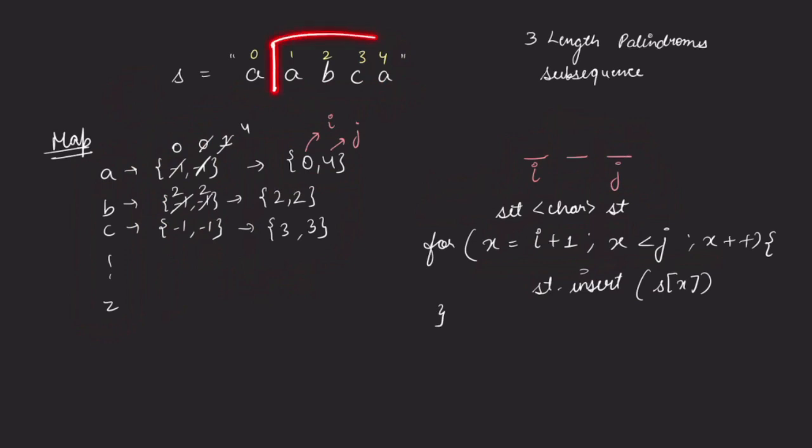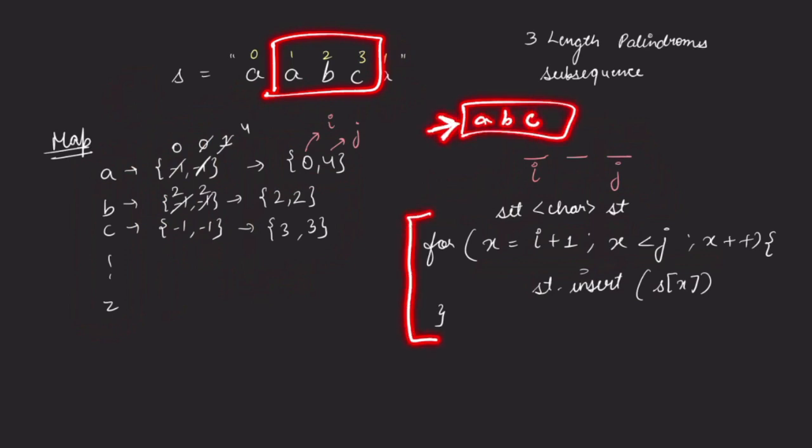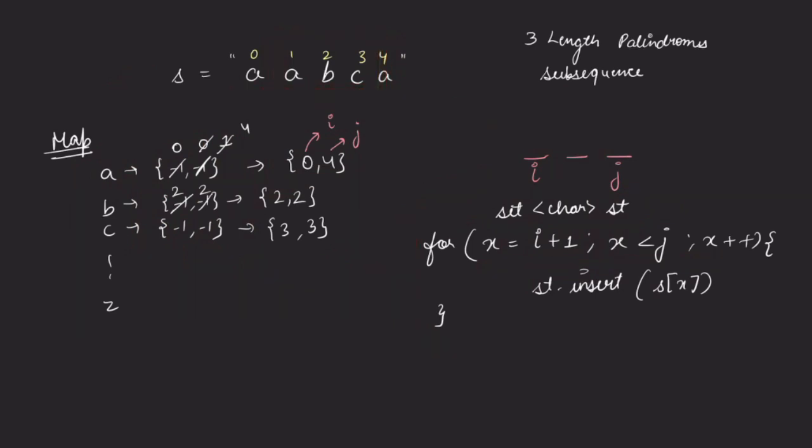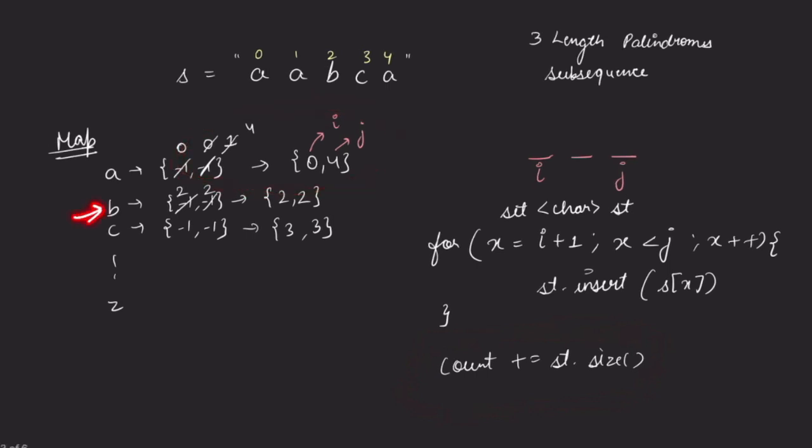In this range all the characters are unique, so in our set A, B, and C would be present. The size of this set after the loop finishes tells us how many unique characters there were. If we take a variable count, we add the size of this set to it, which updates how many palindromic subsequences we have for this particular character. Then we move to B, then C, and so on till Z, and in the count we will have the count of all the unique 3-length palindromic subsequences.